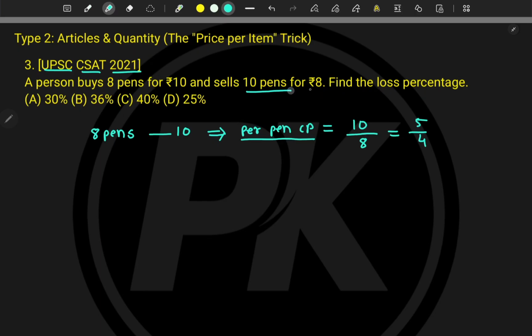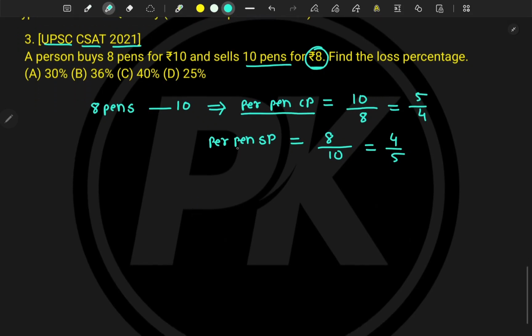Now he sells 10 pens for rupees 8, right? Now what is per pen selling price? So he sold it for rupees 8. How many pens? 10 pens. That means it was 4 divided by 5, right? This was per pen selling price.